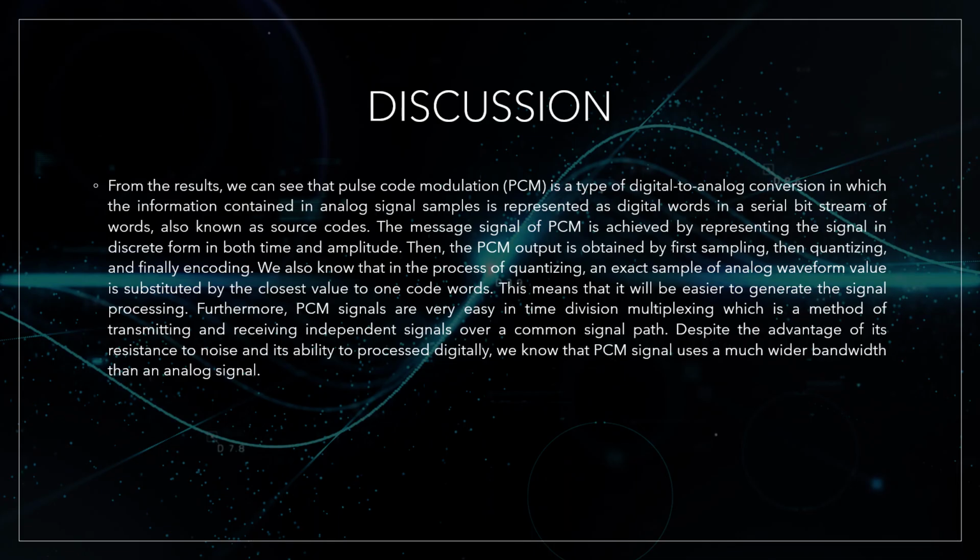So based on the results, we can observe that PCM is a type of digital to analog conversion. PCM message signal is achieved by representing signals in both discrete form in time and amplitude. PCM output is obtained by sampling, quantizing, and finally encoding. In the process of quantizing, a sample of analog waveform value will be substituted by the closest value to one code word. Hence, it is easier to generate the signal processing.